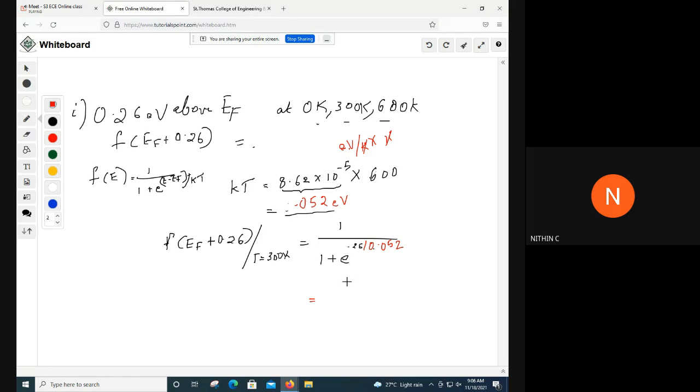So the answer, I hope everyone got the answer. Answer will be 6.6. The exact answer is 6.69 into 10 raised to minus 3. This is the exact answer, and approximate answers are also fine. 6.5 into 10 raised to minus 3 is also okay. Everyone got the answer. This is an important question because this type of question can be asked for 5 or 6 marks.